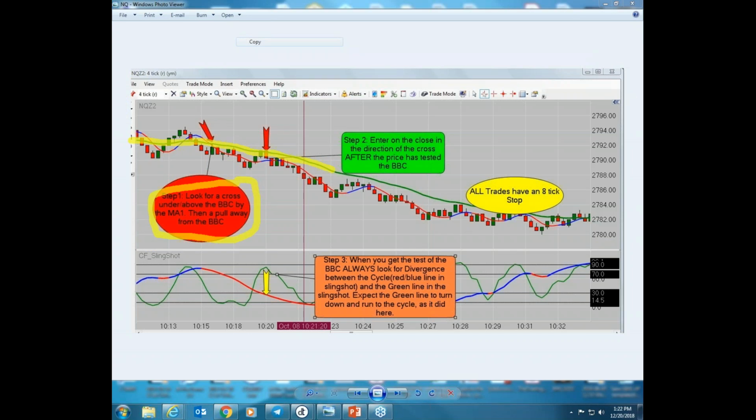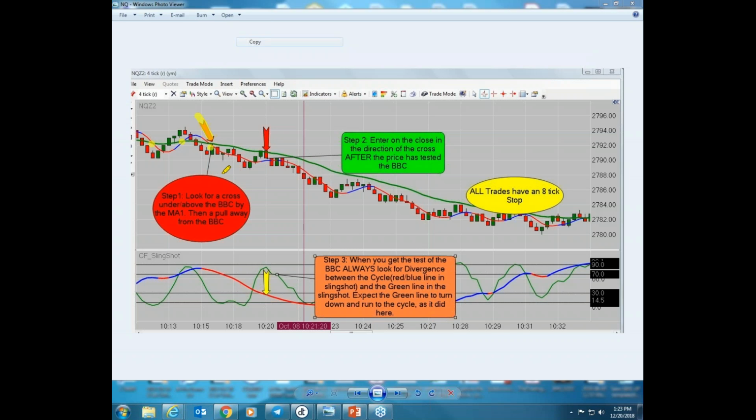So here's the scoop. When the MA1 crosses the BBC and the MA1 is red, that is a bearish cross, pointed out here on the graph. If it's blue, that is a bullish cross. That kind of sets everything in motion. That's the first thing that happens. The one that's highlighted here, this red arrow, is a bearish cross, because the MA1 is red.